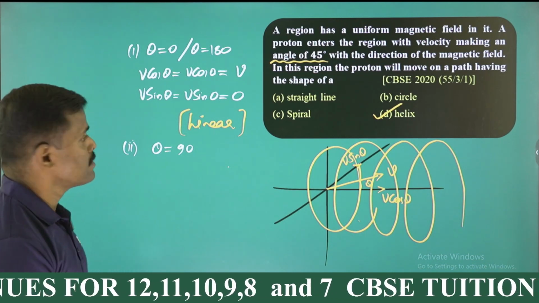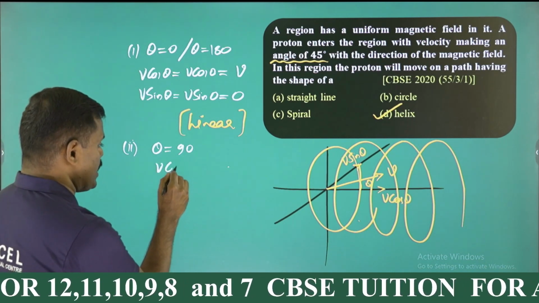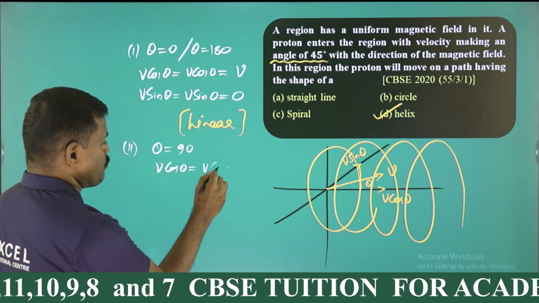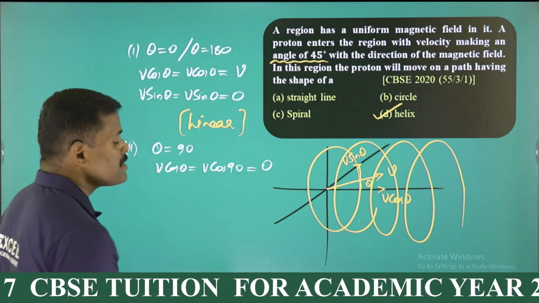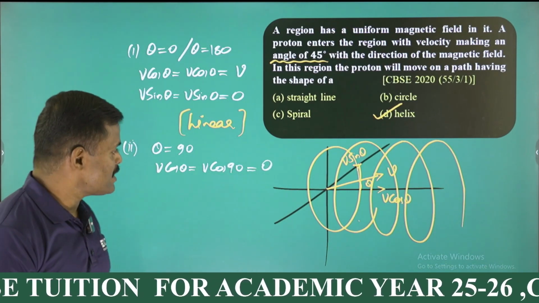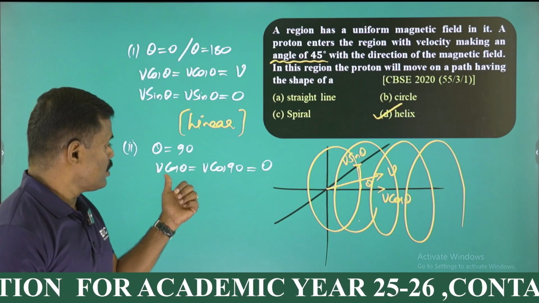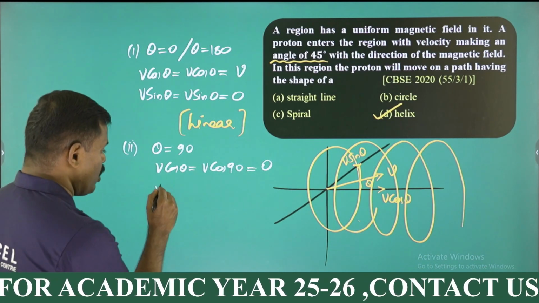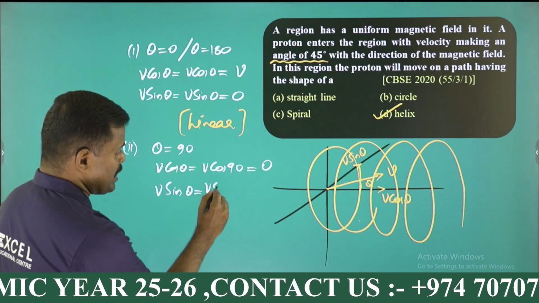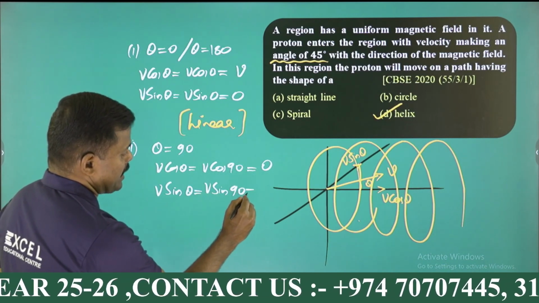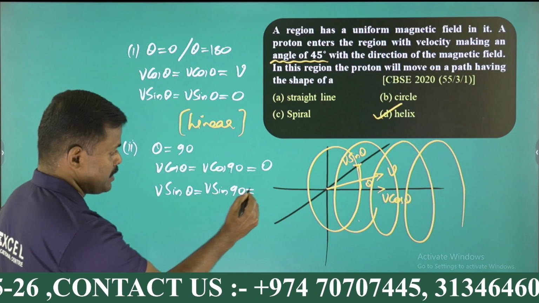Tell me what's going to happen. Look at that. It is V cos theta. It is V cos 90. Cos 90 is 0. So, V cos theta is 0. How about V sin theta? V sin theta is V sin 90. Sin 90 is 1. So, it is V.